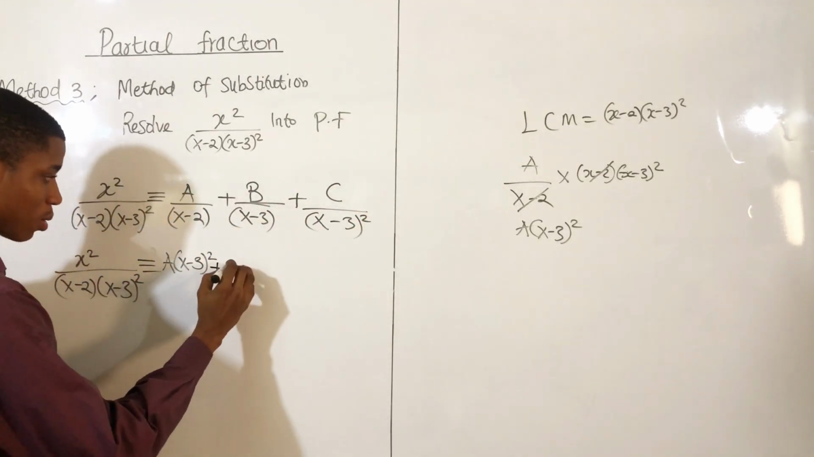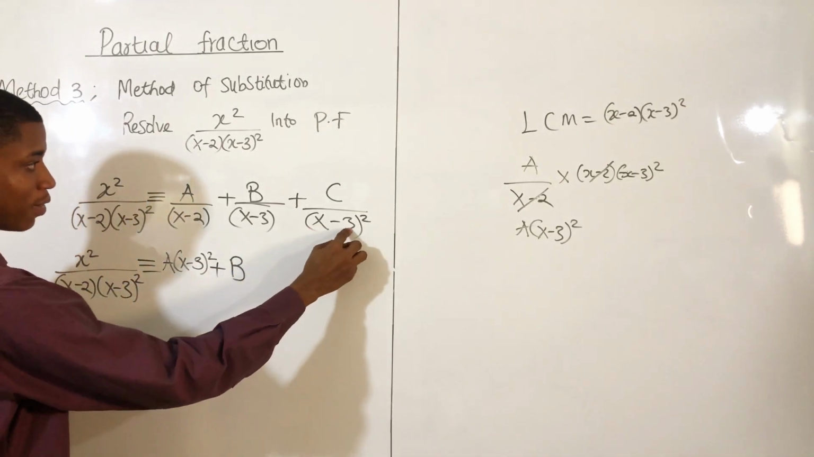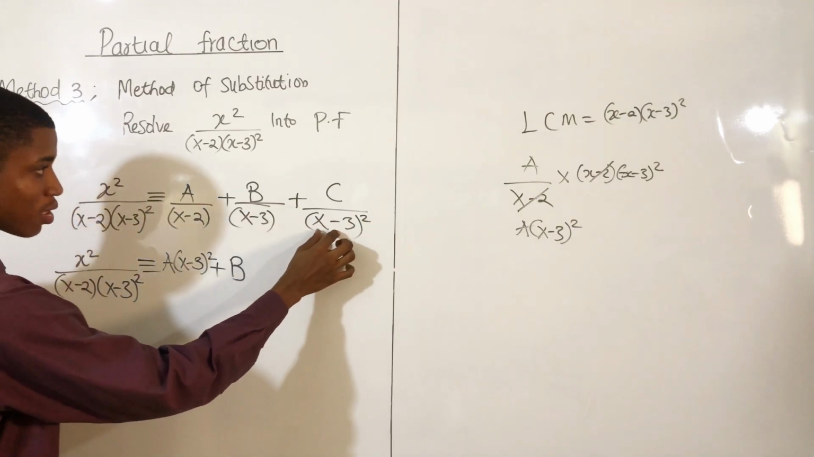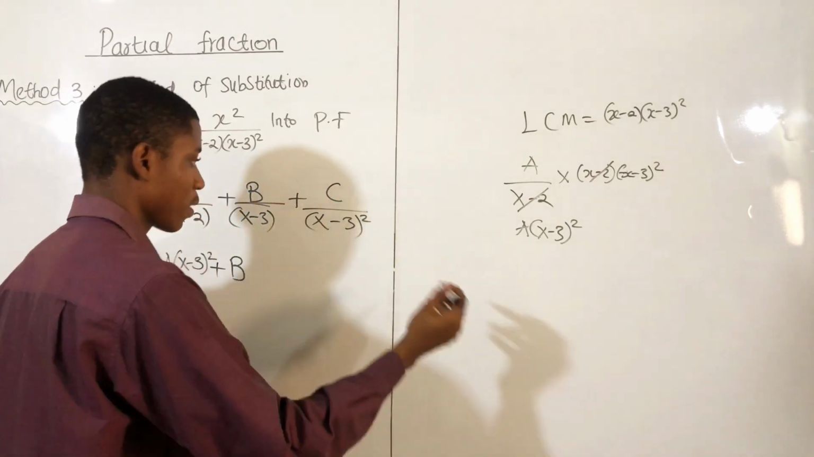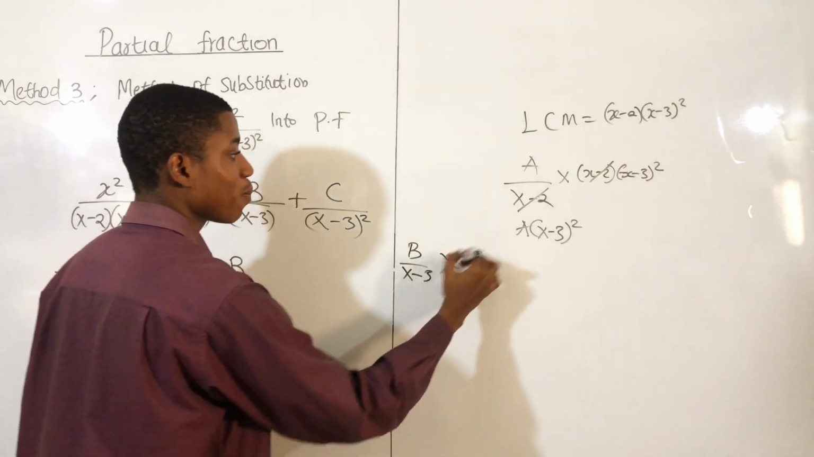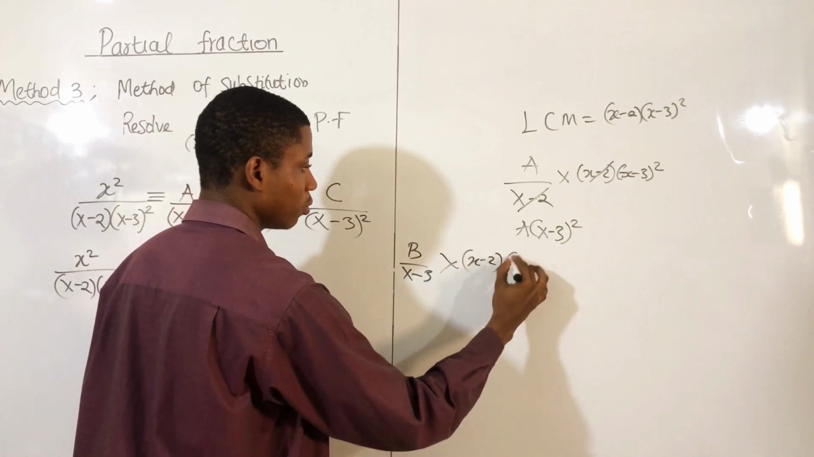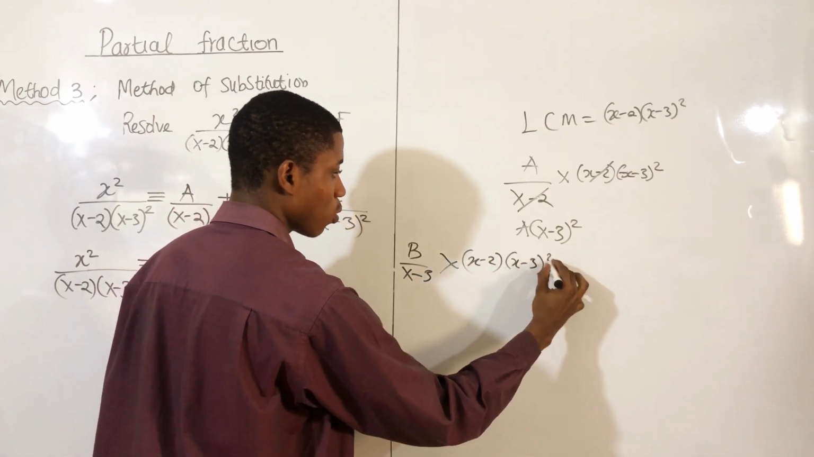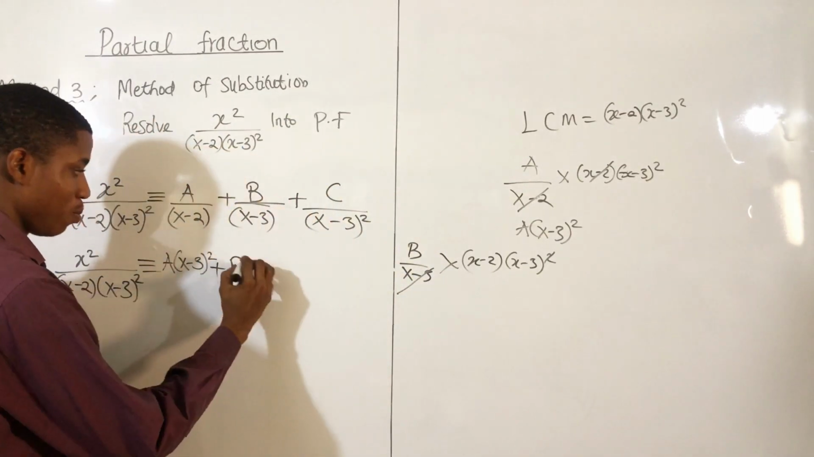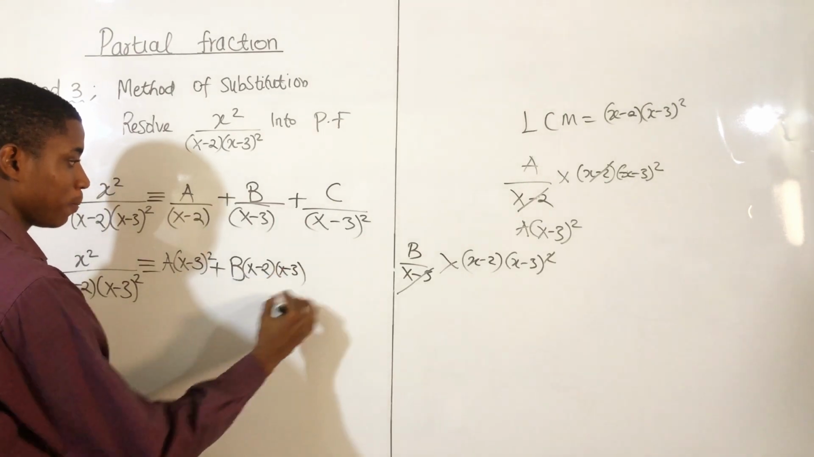So we have plus B. Of course, you're saying that (x - 3) squared is one of these, so this will cancel one of these. We have B(x - 3). If you multiply by the LCM, which is (x - 2)(x - 3) all squared, one of these will go with one of these. So you're just left with B(x - 2)(x - 3).